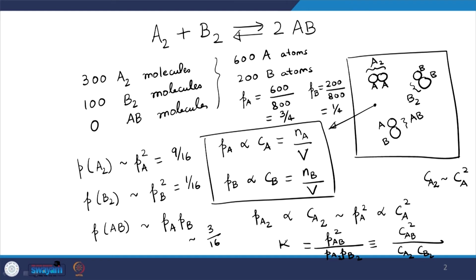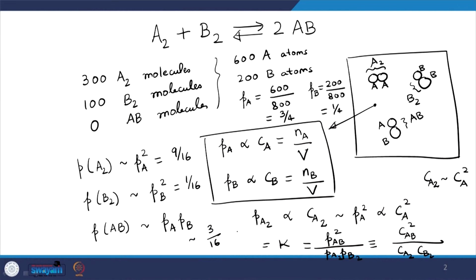we have already found the equilibrium constant without even having to resort to anything else than the idea of probability, and this is going to be 3 by 16 square divided by 9 by 16 into 1 by 16, and you can see from here it is going to be equal to 1. So, we can say K is equal to 1 for this particular system, right.